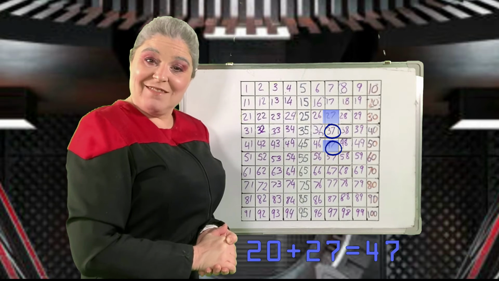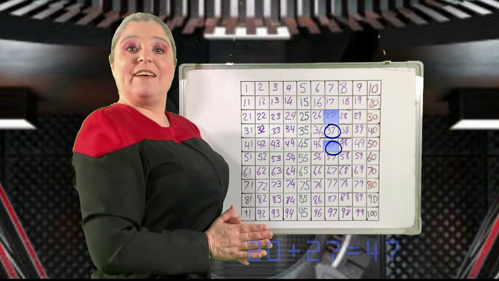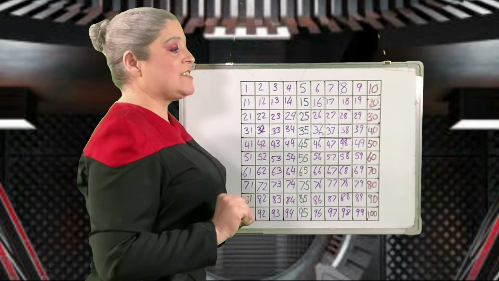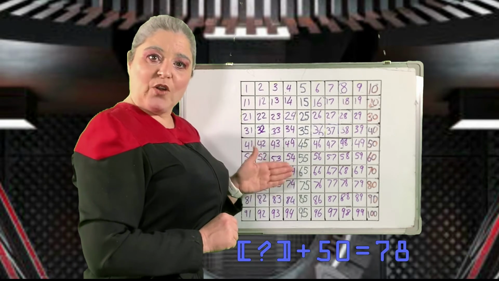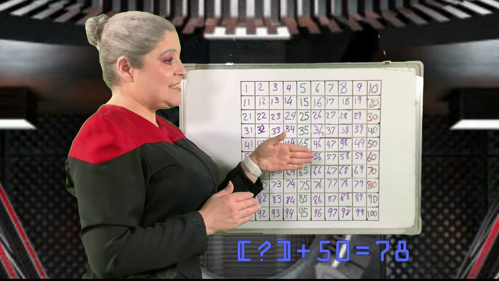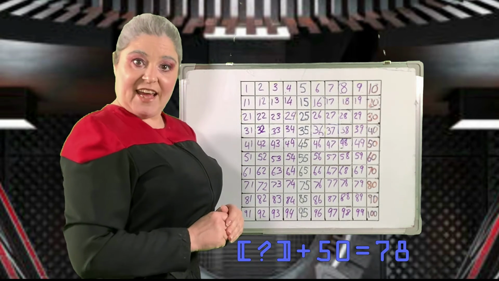Did you manage that one? Some of you did. All right, some of you are still confused. Let's do another one. Write this sum on your number square. Something plus 50 is 78.